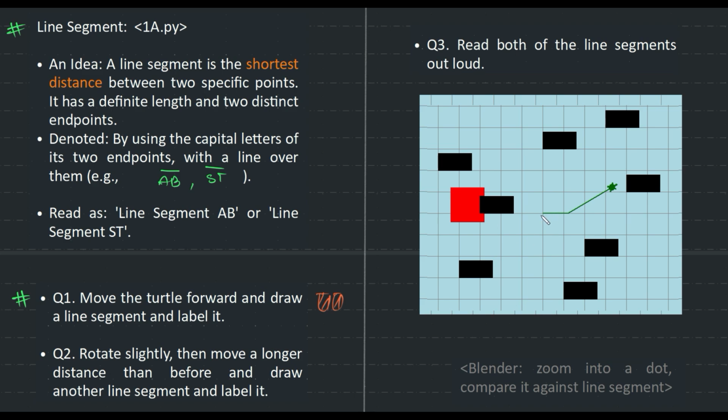Now I can change the label. So first I moved from, say, I'll use something else. I'll call it D to E. Now rotate slightly and move a longer distance than before and draw another line segment and label it. So E and say T. So ET is the new line segment. Read both of the line segments out loud. So we have line segment DE and line segment ET.